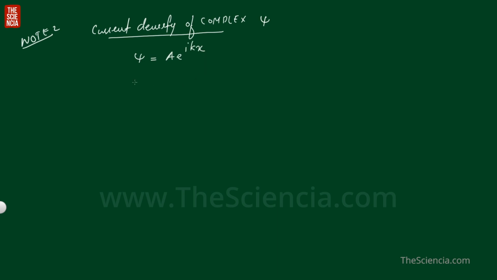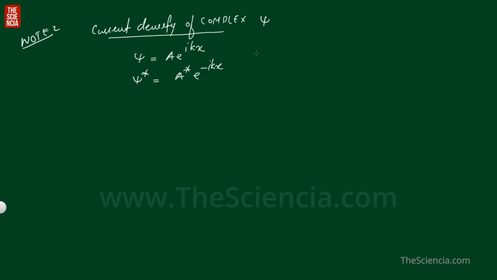Note 2. Current density of a complex wave function psi. Let us consider a complex wave function psi that is equal to a e raised to ikx. Now we can find out its complex conjugate value, that is psi star is equal to a star e raised to minus ikx.